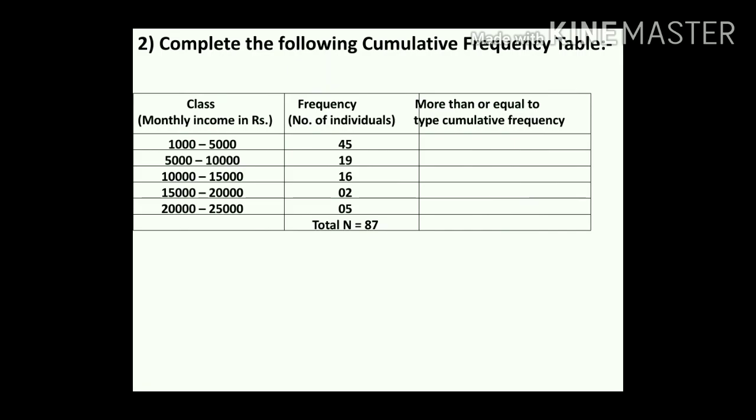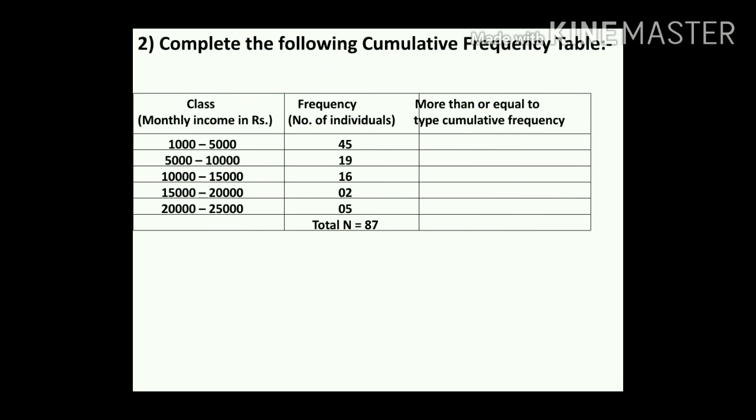Complete the following cumulative frequency table. First column is, children, class. Monthly income in rupees. It is given, children, in the question. Next column is frequency, number of individuals. Now, third is, children, more than or equal to type cumulative frequency. What we have to do, children? Add or subtract? Yes, we have to subtract the frequencies.